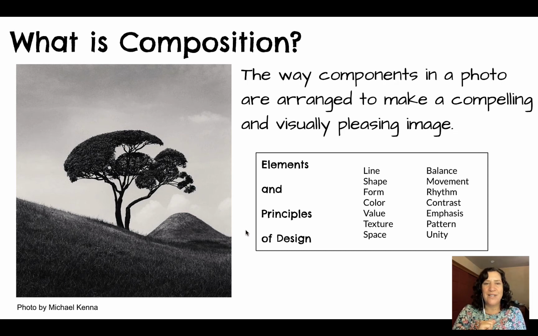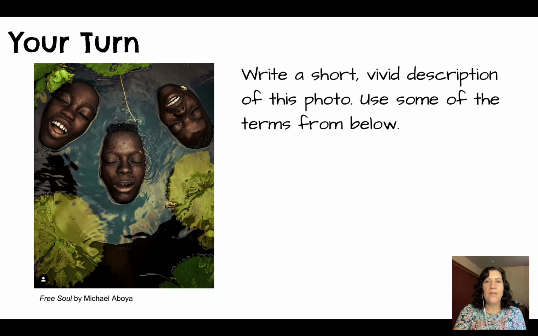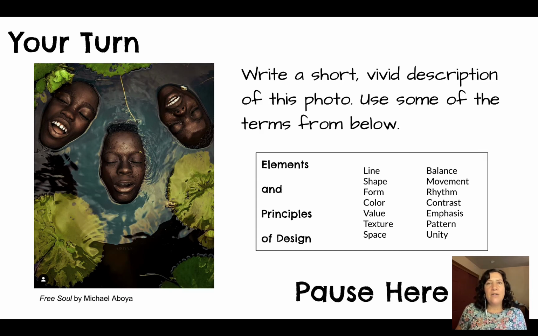So now you're going to have a turn. This photograph is called Free Soul by Michael Aboya. What I'd like you to do is to write a short, vivid description of this photo using some of those elements and principles of design, kind of like I just did in the other slide of the picture of the tree. So here are the elements and principles of design. You can look through them and then look at the photo and see which ones you think match. It might be a good idea to pause the video now, go over to your guided notes and write in that description. Let me know if you need help.